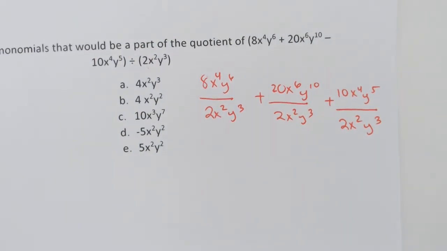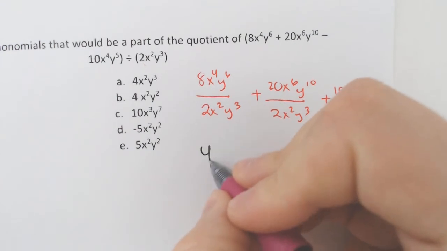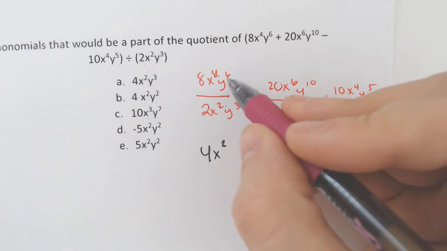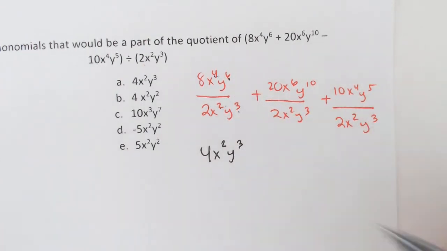You divide individually. 8 divided by 2 is 4. Subtract your exponents. 4 take away 2, you get 2. 6 take away 3, you get 3.